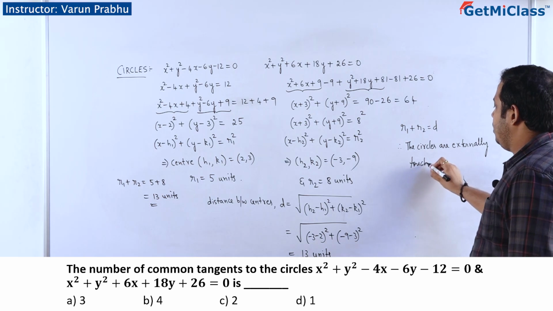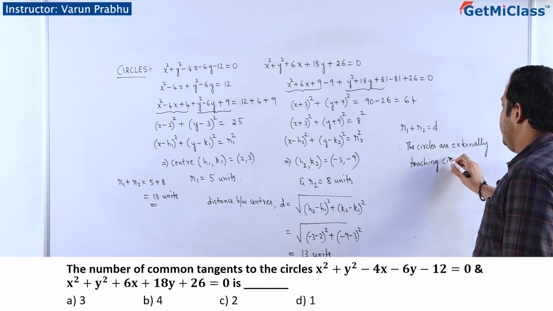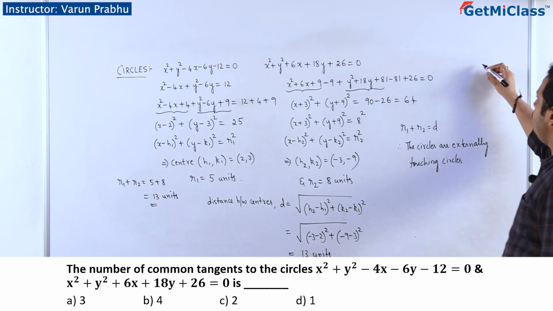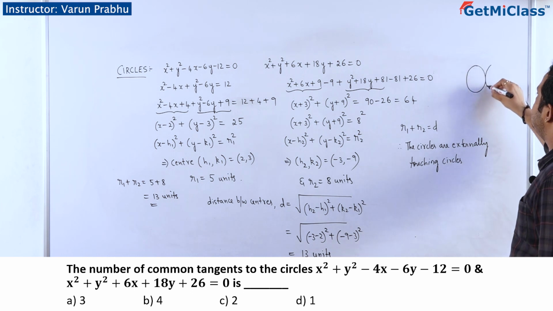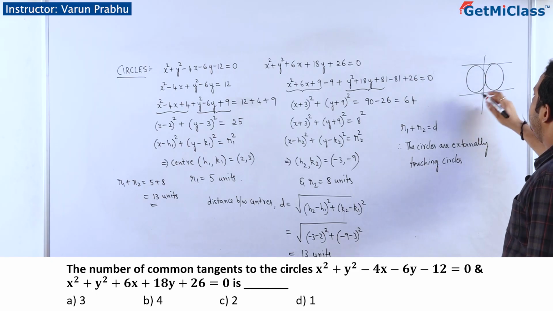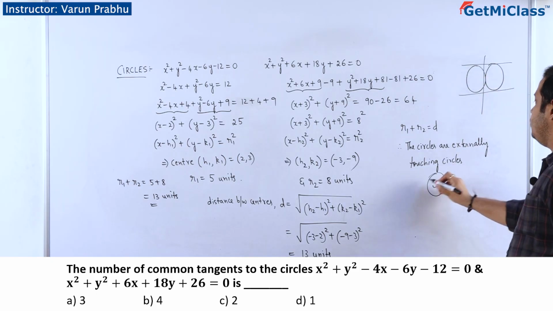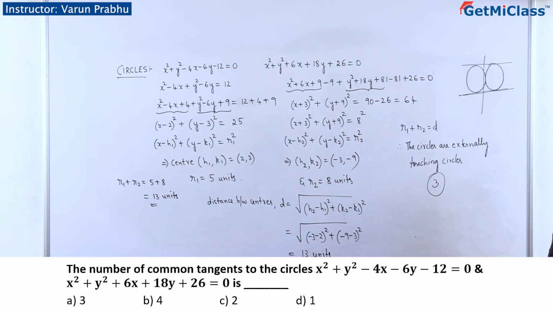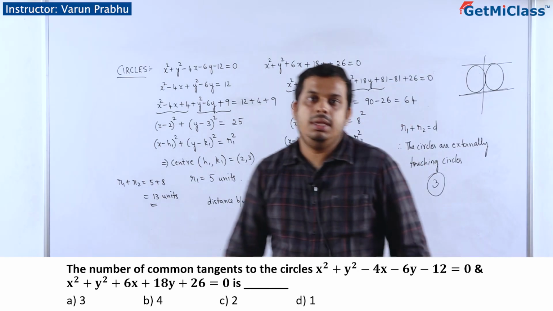Now how do you draw externally touching circles? See, this is called an externally touching circle. The number of common tangents can be 1, 2 or 3. The number of common tangents here will be 3. Three common tangents can be drawn. This is the answer to the question.